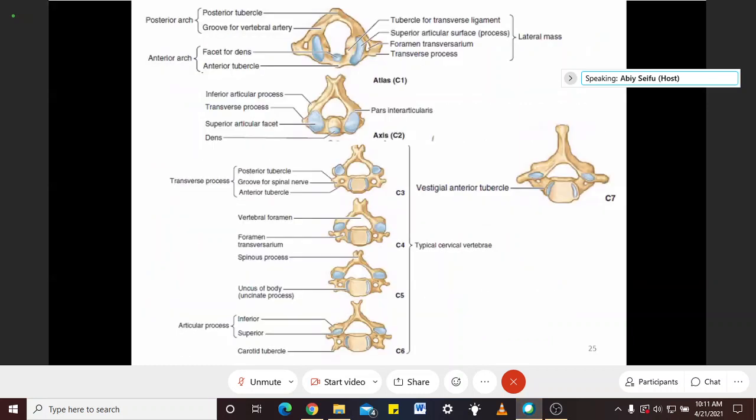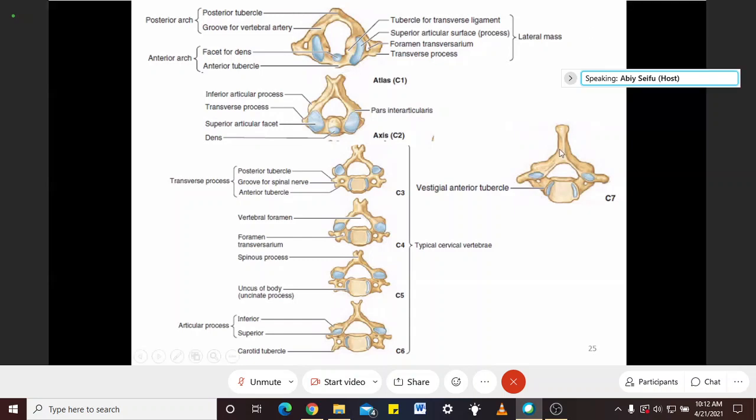Now look, this one is the C7. You see, this one is the transverse process, the transverse foramen, which is smaller when you compare with the typical ones. The typical ones are the typical cervical vertebrae, whereas this one is atypical. You see the foramen, which is more narrow, and used only for the passage of the vertebral vein.